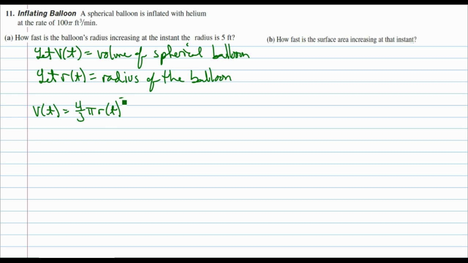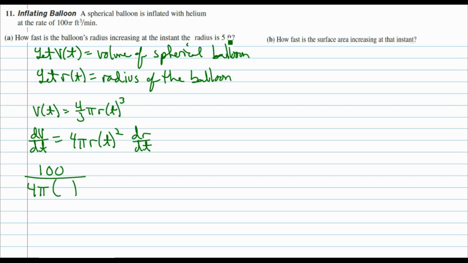We've dealt with this one before, so now we're going to take the derivative. We're trying to find how fast the balloon's radius is increasing, so we are finding dr dt. I can divide both sides by 4 pi r squared and plug in dV dt's value, which is 100 pi cubic feet per minute. The volume is changing by 100 pi cubic feet per minute, and that is at the instant the radius is 5 feet. So the radius is changing at a rate of 1 foot per minute.